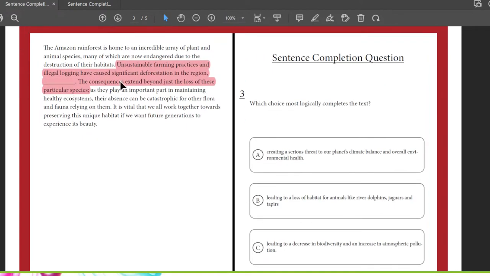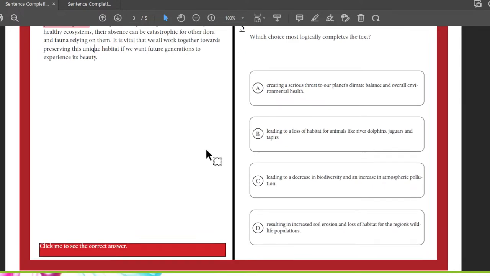Very good. So that's why, again, I usually want to read the next sentence and whatever comes before just to get my context and make sure I'm not missing something important. Because if I didn't read that next sentence, I would miss these particular species. I wouldn't realize that that's referring back to what I'm inserting in this blank. All right.